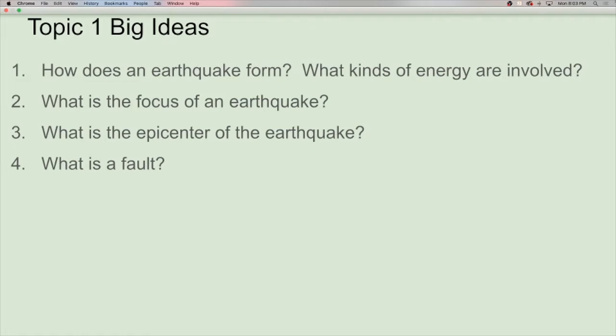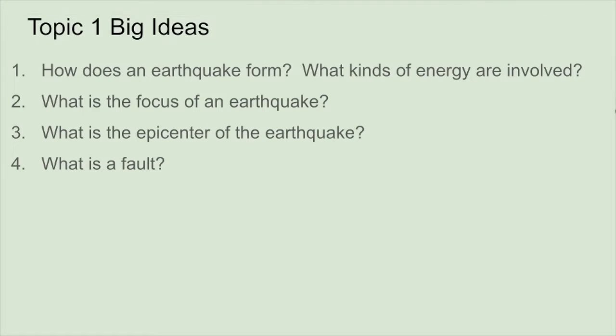Okay, so starting out with the big ideas for today, you can tell we're looking at earthquakes now. The first is, how does an earthquake actually form? How do you get an earthquake? What kinds of energy are involved? Those kind of go together. I didn't split them up because that's really one big question. What is the focus of an earthquake? What does that term mean? What is the epicenter of the earthquake? Again, what's that term? And what is a fault?